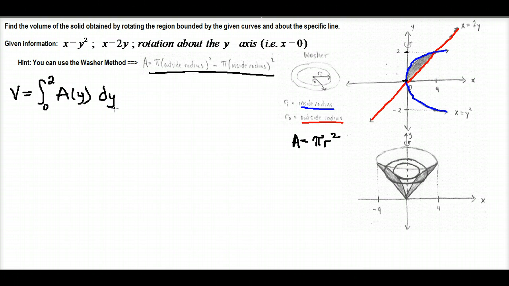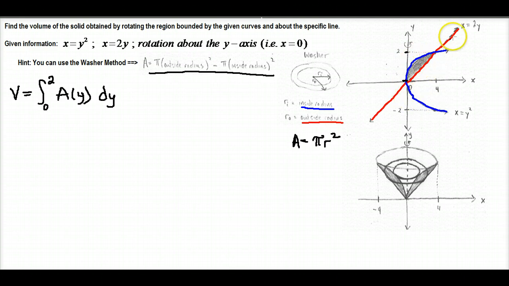Okay? So for our area here, if we wanted to figure out what this is, treating our x as being the dependent variable here, we see that the function x equals 2y is producing larger x values for us than the function x equals y squared.